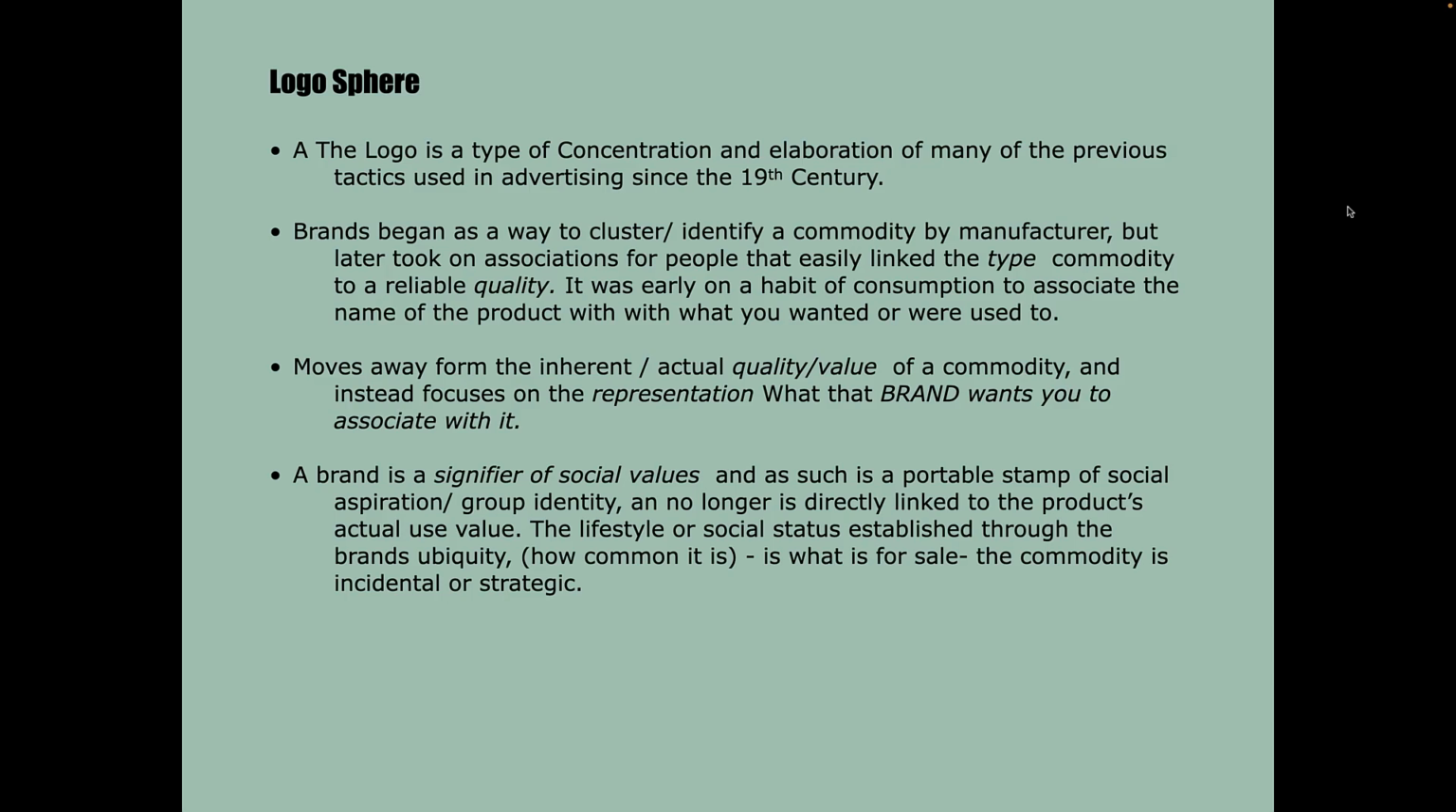A brand is a signifier of social values, and as such is a portable stamp of social aspiration or group identity, and it no longer is directly linked to the product's actual use or value. The lifestyle or social status established through the brand's ubiquity, like how common it is, what's for sale, and the commodity is more often than not incidental or strategic. So the brand is actually the product. The commodities are in a brand's kind of collection.